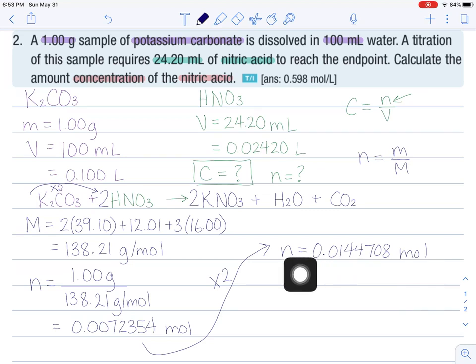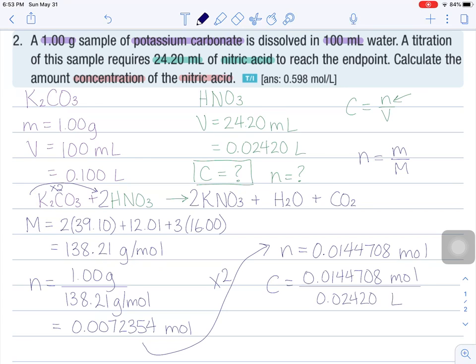Now that I have my number of moles of nitric acid, I can use that with the volume in this equation to calculate the concentration. 0.01444708 moles per 0.02420 liters. And when I calculate that, I get 0.5979, so I'm going to round that to 0.5970 mole per liter. And remember, capital M stands for mole per liter. So you can either write out mol per L, or you can write out capital M.